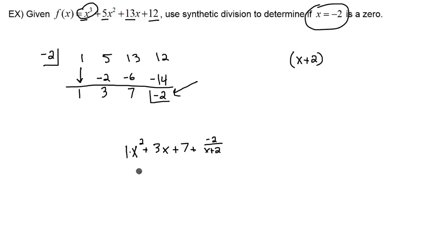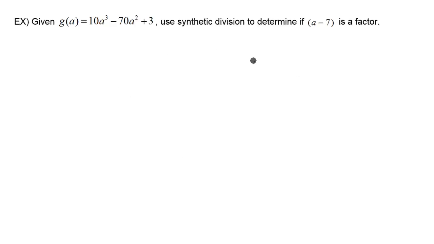So if you want to write it a little differently, you could. That would be x squared plus 3x plus 7. And if it's negative, you could do minus that remainder of 2 over the divisor, which was x plus 2. That's another way of doing it, but either way works.